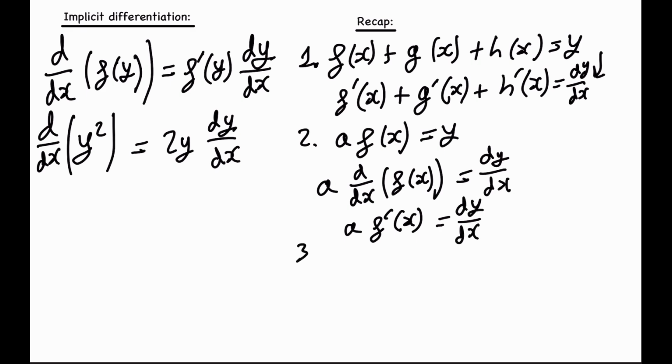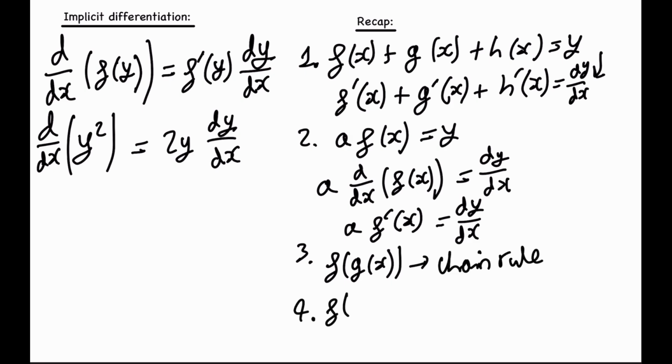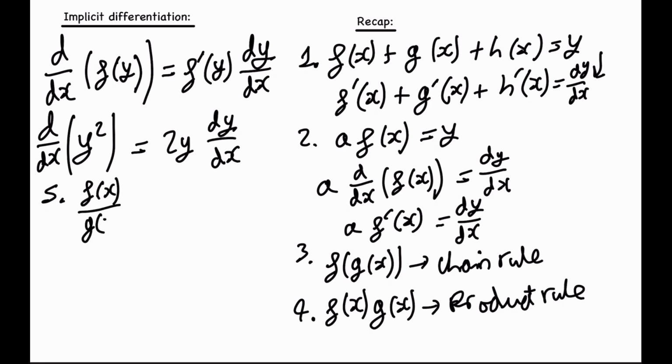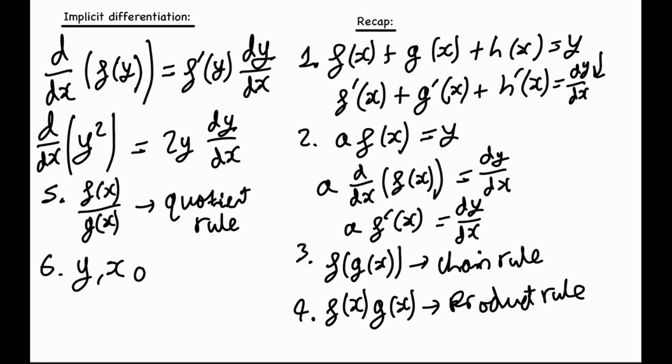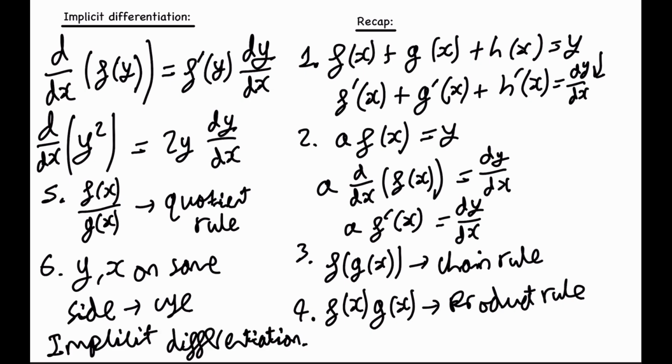Then 3, if you have a composite function, use the chain rule. A composite function will look something like this. 4, if you have two functions multiplied by each other, f of x times g of x, use the product rule. 5, if you have one function divided by another, f of x over g of x, for example, use the quotient rule. And 6, if you have x and y on the same side, use implicit differentiation.